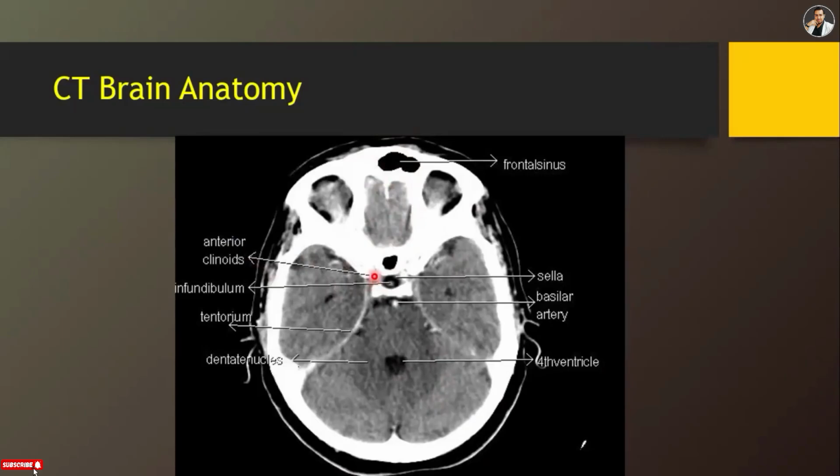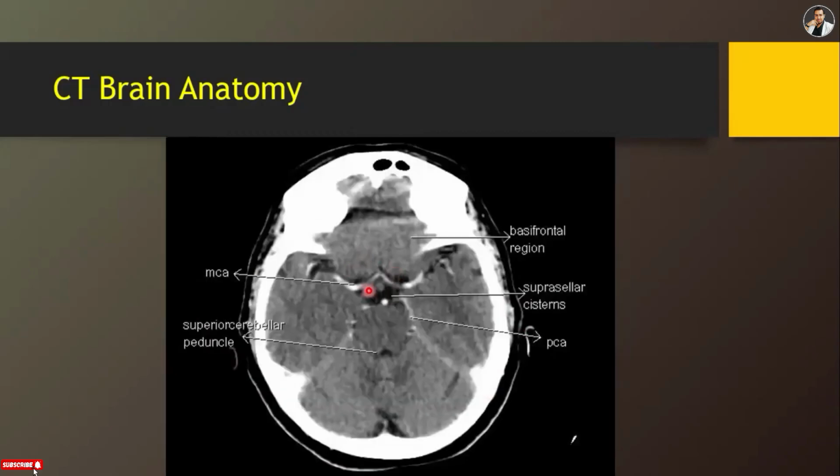Here, we have anterior clinoids. And here, we have the sella. Here, the pituitary gland is present. And here, we have the infundibulum. This is a part of the pituitary gland. And the artery of the basilar. This is the tentorium cerebelli. This is the fourth ventricle. Here, there is CSF flow in the fourth ventricle.